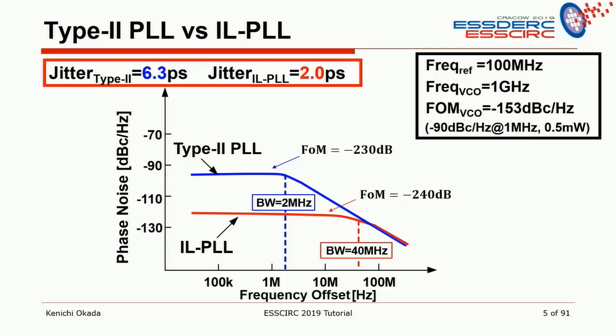On the other hand, in the case of a type 2 PLL, again the inband phase noise is simply determined by the VCO and the power consumption. The jitter and inband phase noise degradation coming from the charge pump and the TDC is not considered, but still the integrated jitter becomes 6.3 picosecond and the FOM becomes 10 dB worse as compared with the injection lock. So type 2 is very common, but the injection lock can work very robustly, supported by some backup FLL and something.